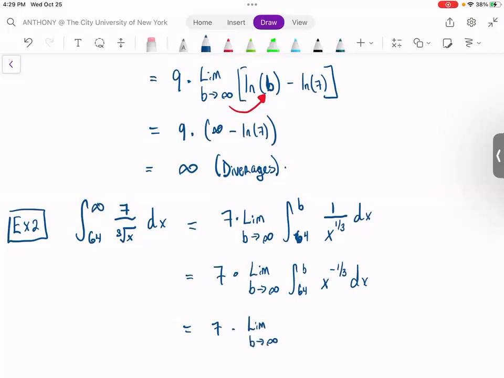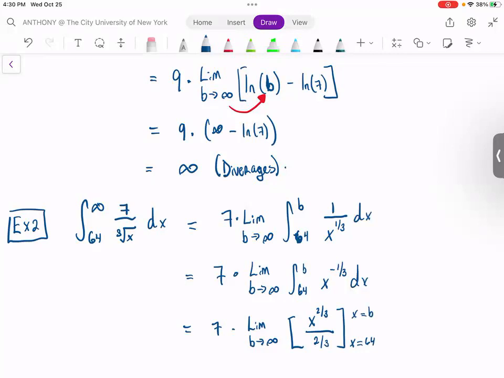Careful. Remember, it's negative 1/3 plus 1. So 2/3, right? It's like, for example, if you have an entire pizza pie and you ate, let's say 1/3 of it, then you got 2/3 remaining. All right, so we have x to the 2/3 divided by 2/3. And this is now going to go from x equals 64 to x equals b.